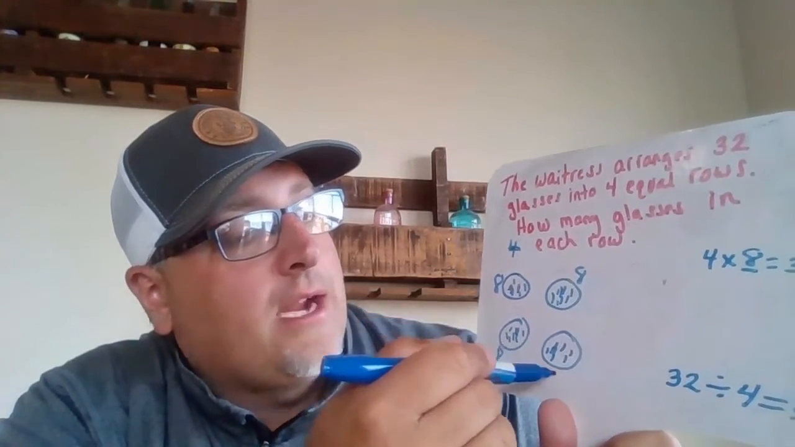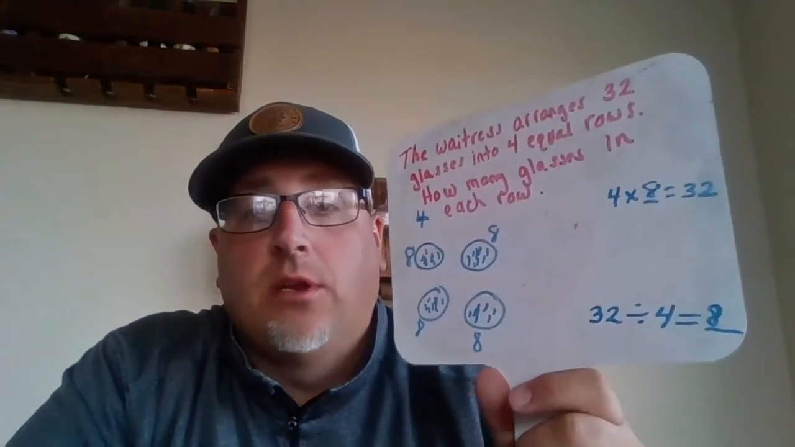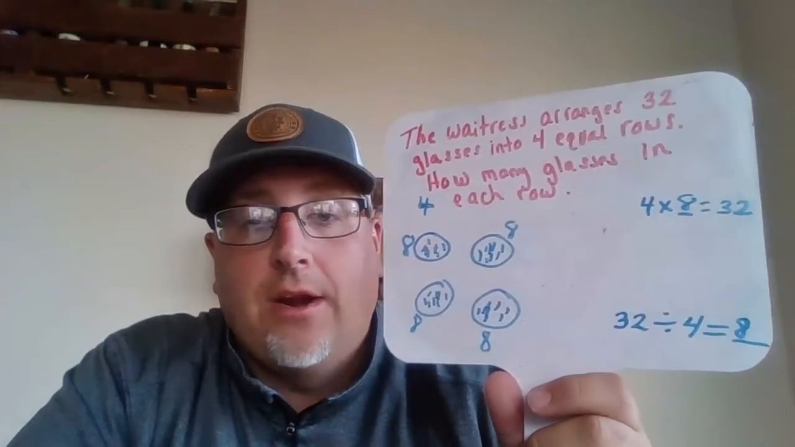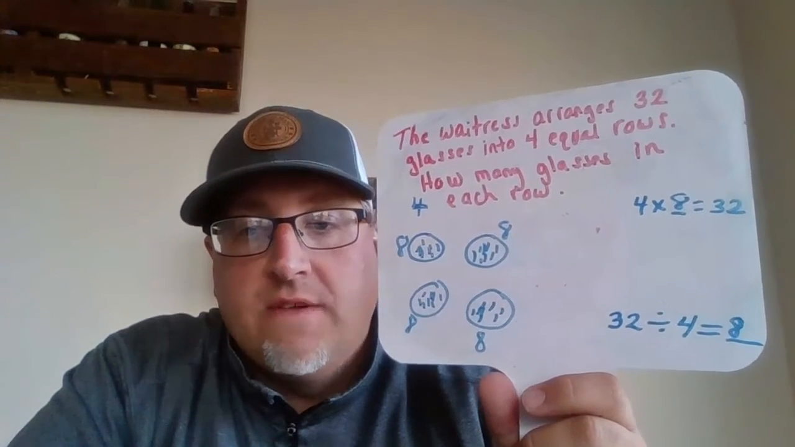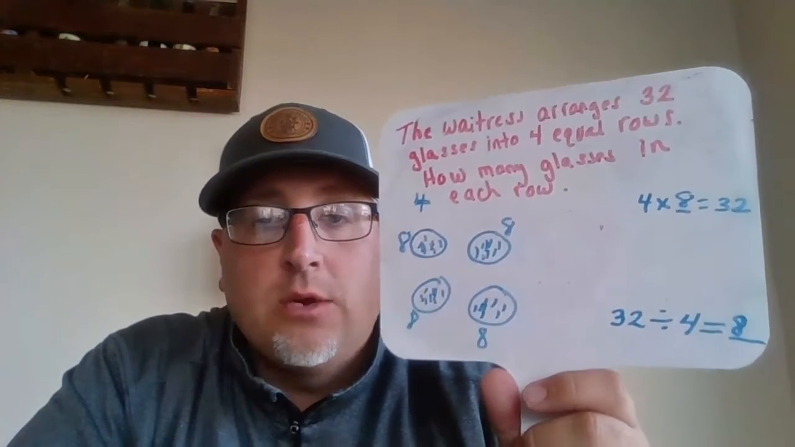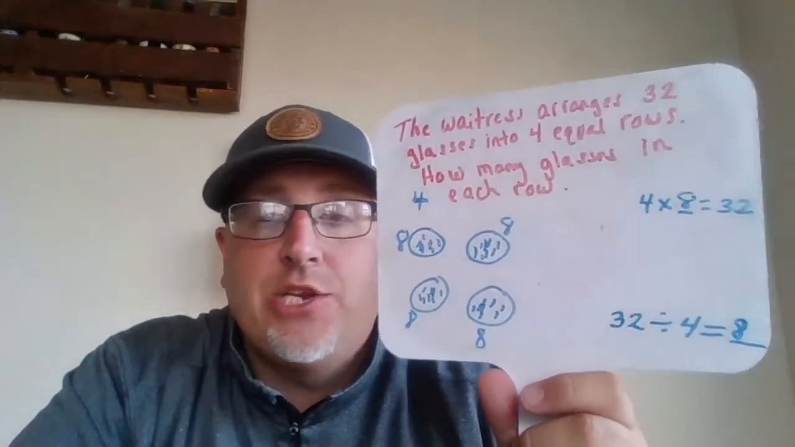I could go through and I could work it that way if I was trying to figure out what goes in there. All right, so 4 times 8 equals 32, or 32 divided by 4 equals 8. So the waitress had 8 glasses in each row.